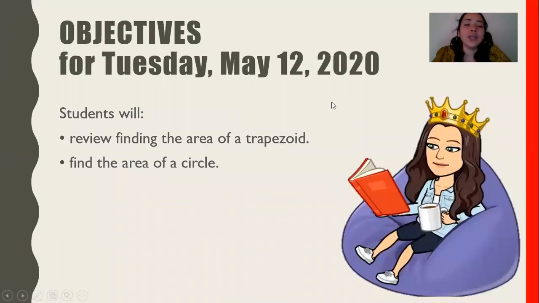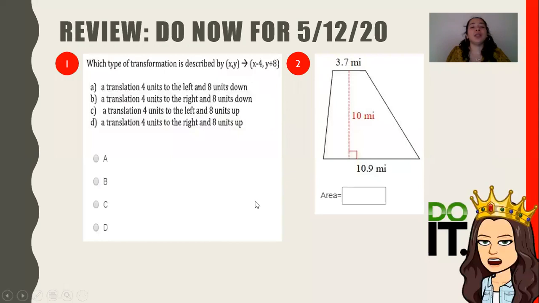So today we're going to go ahead and review finding the area of a trapezoid, and then we're going to also find the area of a circle. So we're going to look at this do now. This is a do now for today. We're going to answer the question, which type of transformation is described by (x, y) which becomes (x minus 4, y plus 4). So based on this information, let's look at what this means right here.